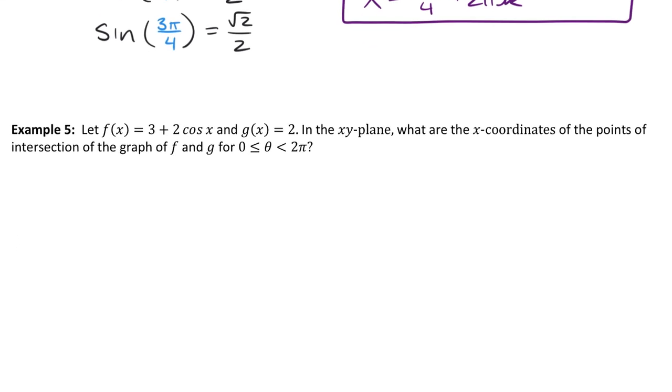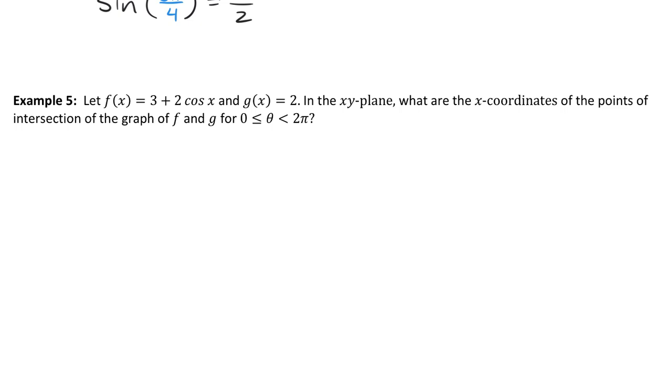Example 5. Let f of x equal 3 plus 2 cosine of x, and g of x equal 2. In the xy plane, what are the x coordinates of the points of intersection of the graph of f and g for 0 is less than or equal to theta is less than 2 pi? There's a lot going on here, but it's actually not that hard. There's some things that have changed. Number 1, we now have a domain restriction. We are only going to answer with angles between 0 and 2 pi. That's what that inequality says, between 0 and 2 pi, including 0 but not including 2 pi.